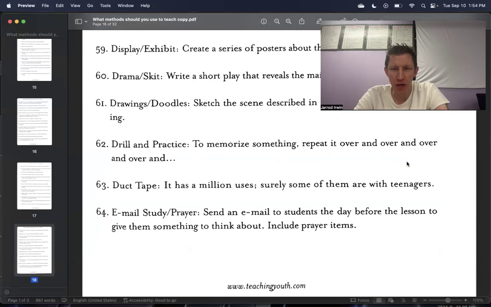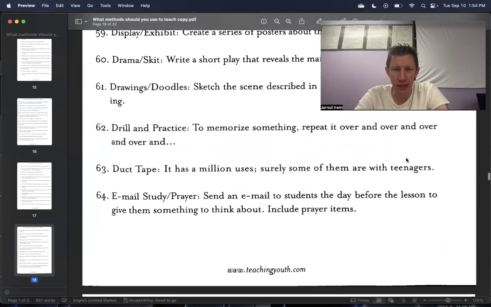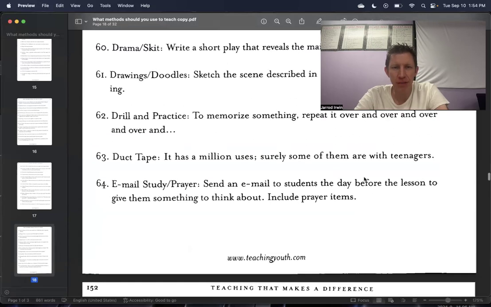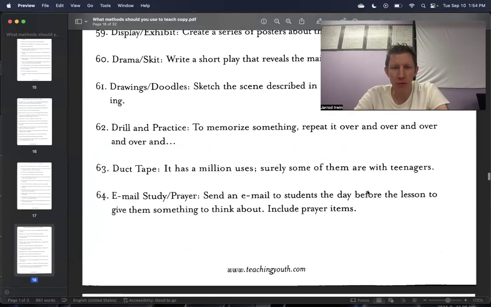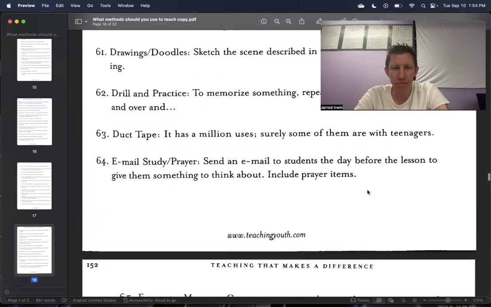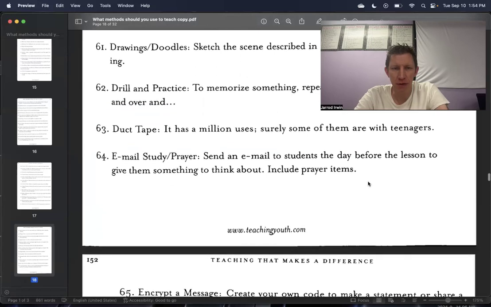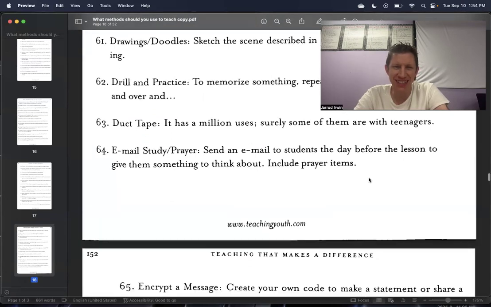Drawing or doodles. Sketch the scene described in the lesson's scripture reading. Drill and practice to memorize something, repeated over and over. And we haven't really done that too much here, but I think that would be fun. Duct tape. It has a million uses. Surely some of them are with teenagers.